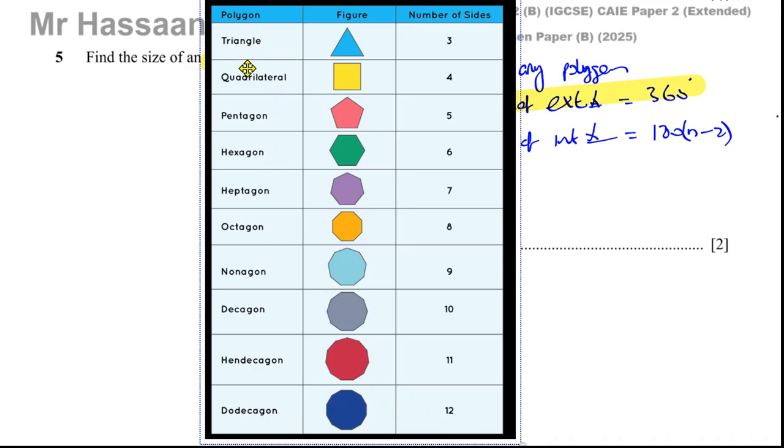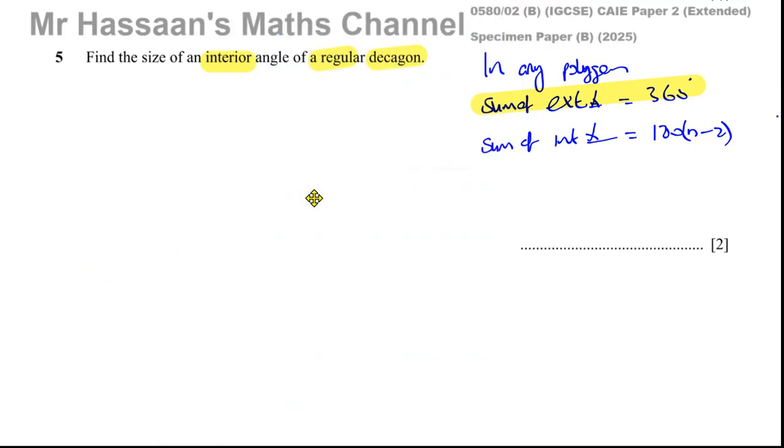I would suggest that at least these you should know. Okay, you should know how many sides these particular polygons have. That's something that should help us to answer such questions. So we now know that a decagon has 10 sides. Okay, so I'm going to show you both ways of answering this question.